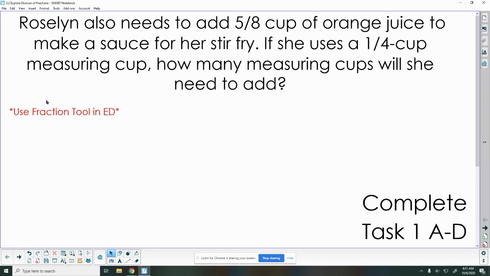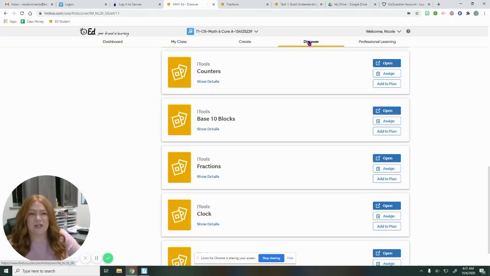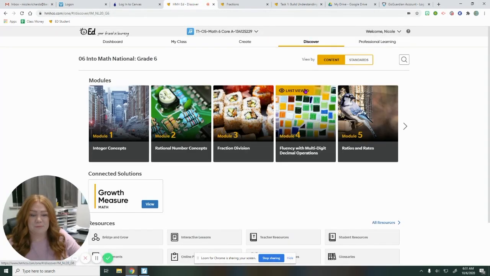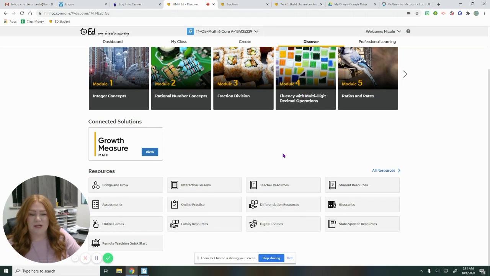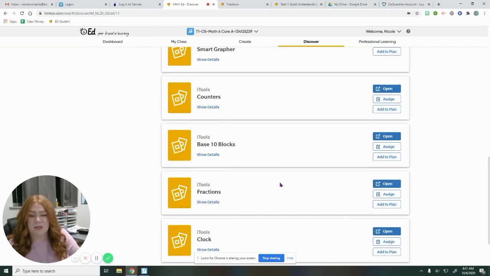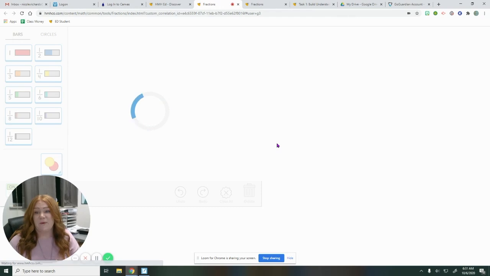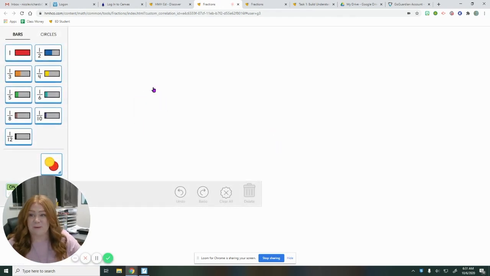So one thing I would like you to do is open up in your Ed. So come to your main page and go to your Discover tab and look for your digital toolbox. Yours might be in a different place on the page, but it's under the Discover tab. Go to your digital toolbox. Scroll down and find the fractions and open up your fraction toolbar. You guys always have these tools available to you.